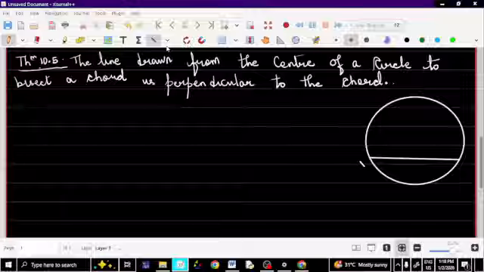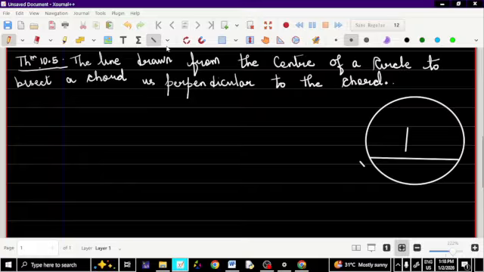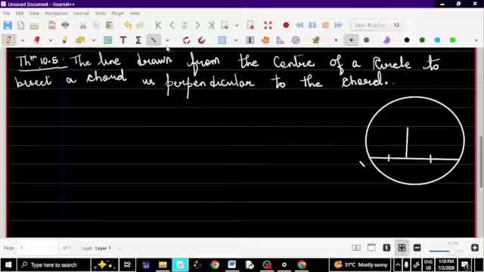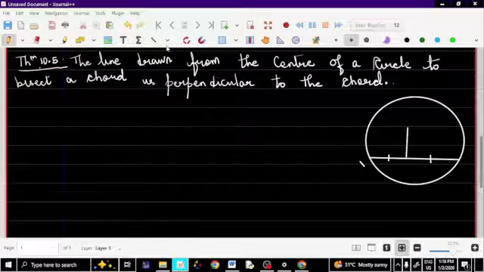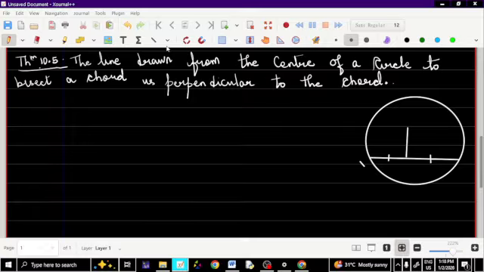And from the center, now you are dropping one line. You don't know whether it is perpendicular or not, in such a way that it is bisecting the chord. You have to show that this is actually a perpendicular that you have drawn. So there is a chord and there is a line from the center which is bisecting the chord. That means it is breaking the chord into two parts. We have to prove that it is perpendicular.